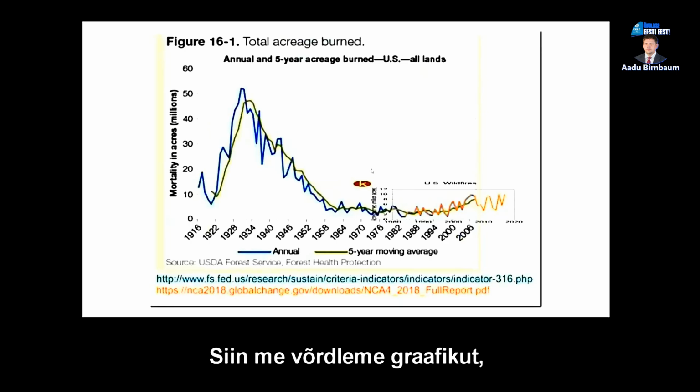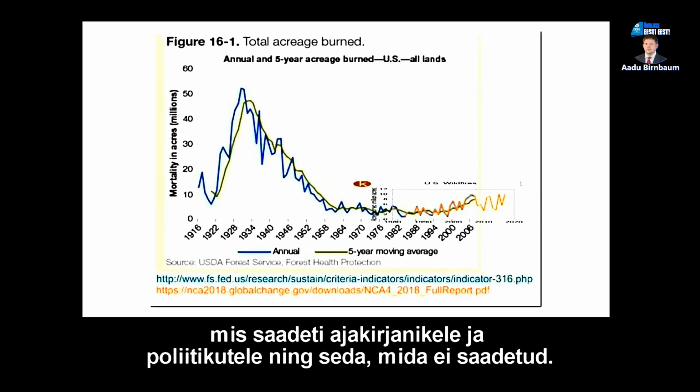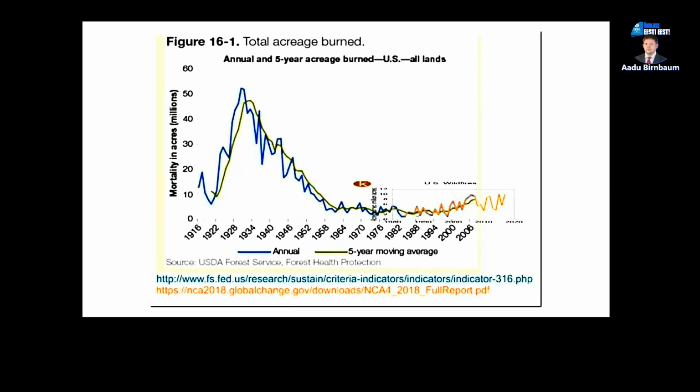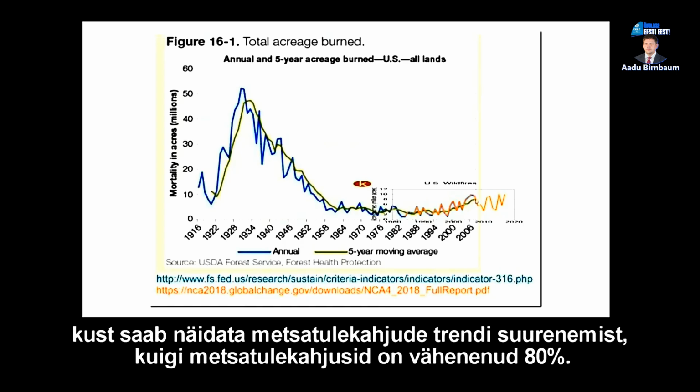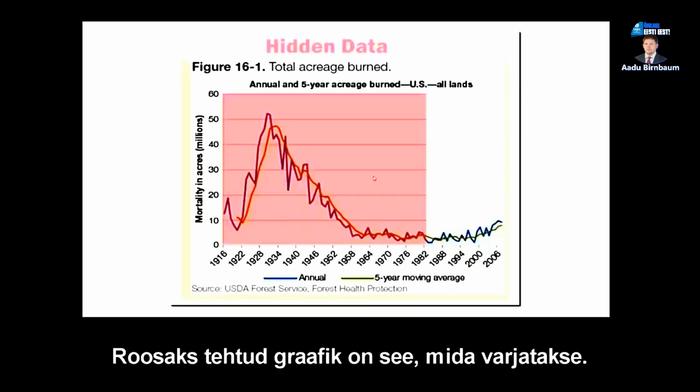This next graphic overlays the graph which went out to journalists and policymakers over here on top of the data which didn't go out to journalists and policymakers. You can see the breathtaking fraud which is going on here. They carefully cherry-picked one year where they could show an increasing trend in wildfires, even though U.S. wildfires are down 80%. And this graph shows in pink all the data that was hidden.